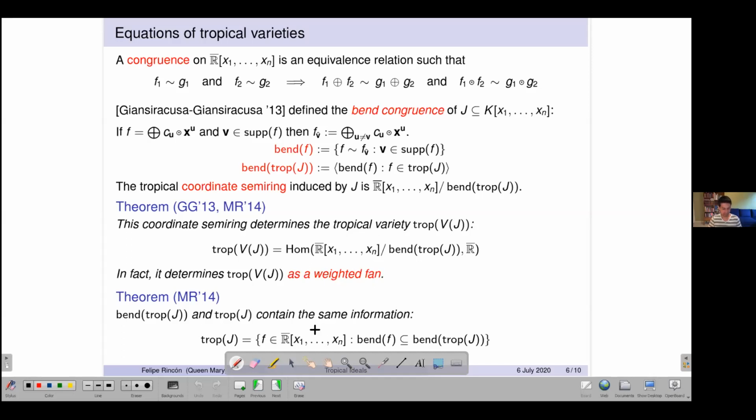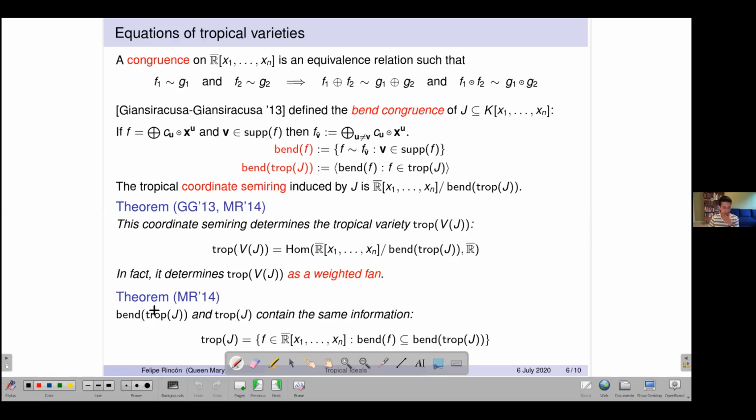And this other theorem here is the same as well. In this paper we proved that the bend congruence, this semiring, is exactly the same information as the tropical ideal. So the tropical ideal, meaning just the collection of tropical polynomials that you get from tropicalizing your classical ideal. Of course, you can recover the bend relations from the tropical ideal, and this is the procedure that we did here. You start with the tropical ideal, you create the bend congruence out of it, but you can go the other way around as well.